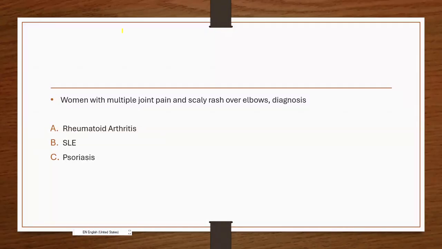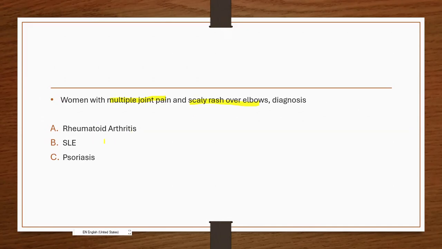Okay, again, this is also very easy. Arthritis, again a common area. So this woman is coming with multiple joint pain and scaly rash over elbows. Whenever you hear the word scaly rash, the most important thing that should ring a bell in your head would be psoriasis. Scaly rash, psoriasis, like go hand in hand, okay?